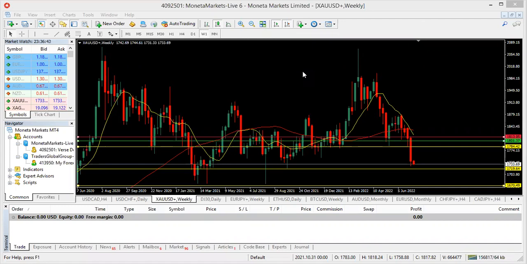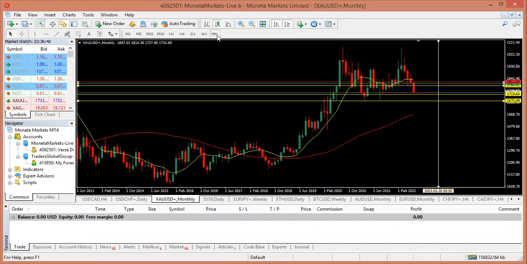Now, let me just give you an example. Let me go to the monthly time frame. I know what the chart is telling me now by looking at this time frame. Sorry, I would not want to remove my horizontal lines. Okay, let me remove it. I can still place it back.